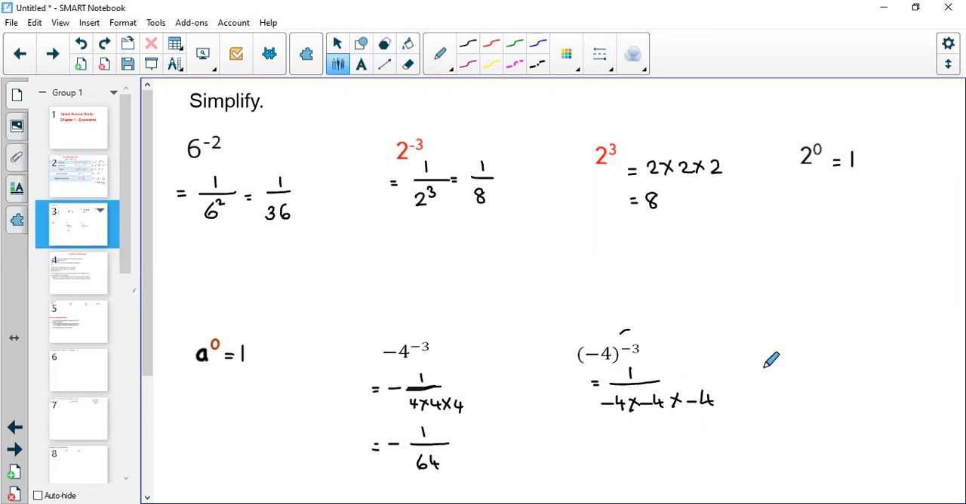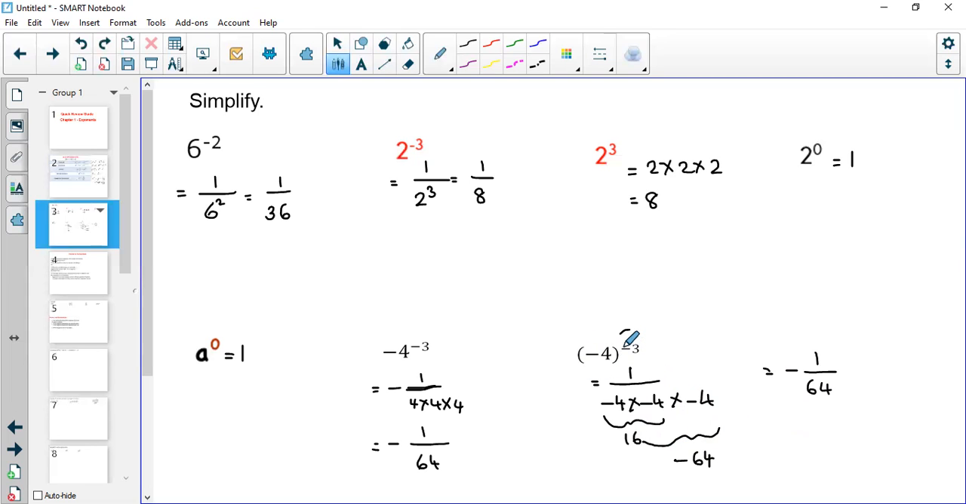So this is going to give you negative 64, right? Because negative 4 multiplied by negative 4 will give you a positive 16, and then positive 16 multiplied by negative 4 is going to give you a negative 64. So that's how we got negative 1 over 64. Now, if you had watched the explanation videos, I did give you a hint.